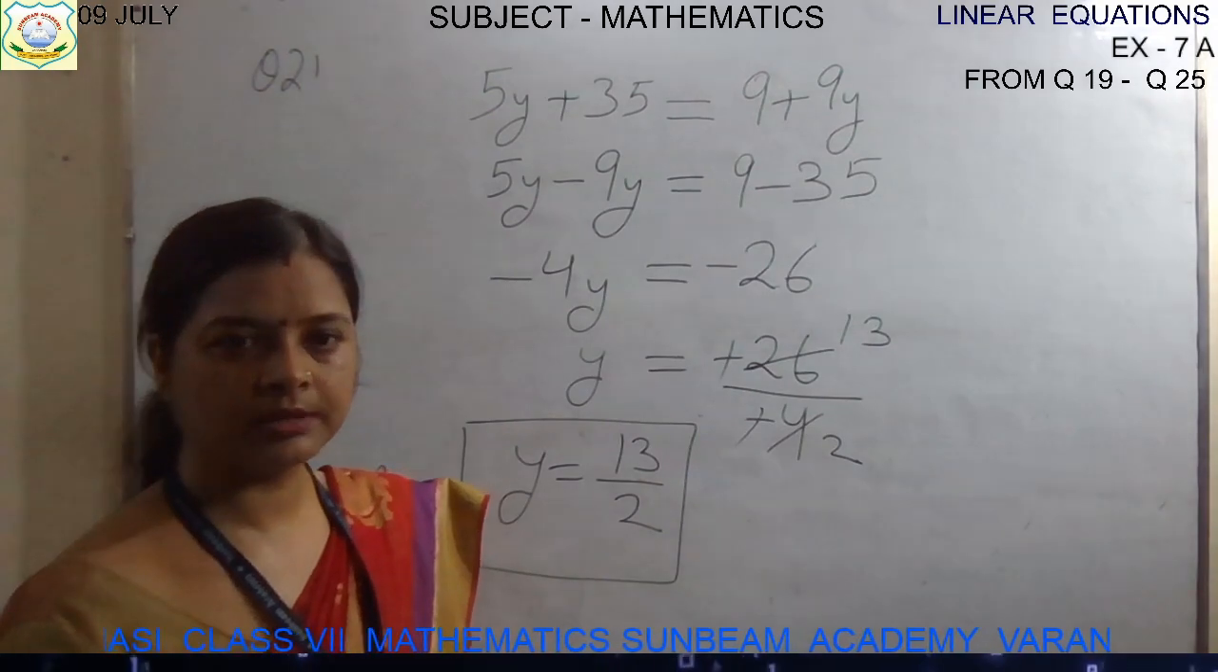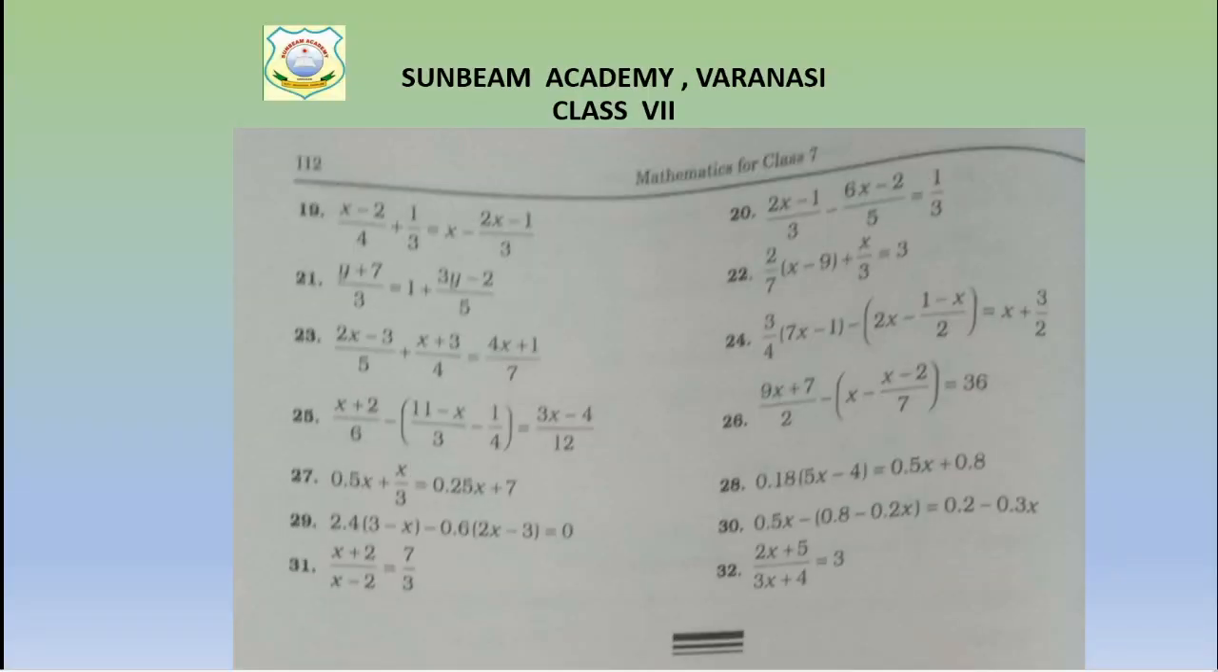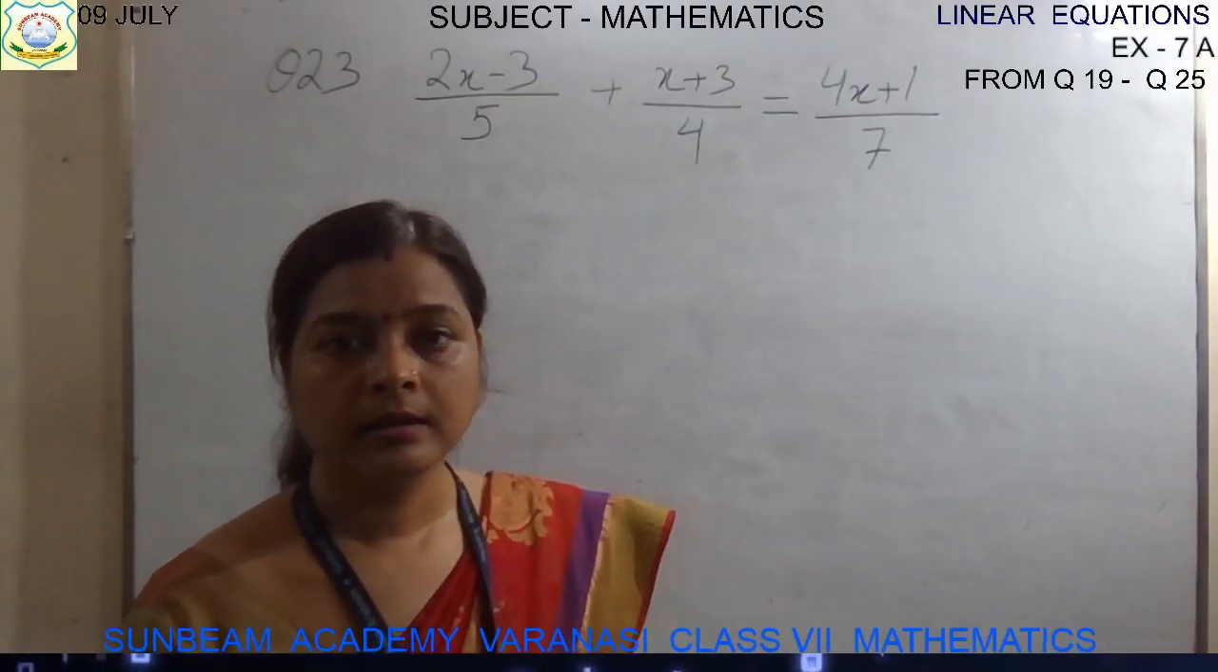Let's see the next question, children. The next question is question number 23. You have to write it down in your notebook, and meanwhile I am going to write it on my board. Children, I hope you all have written it in your notebook. I am taking time. It's a bigger question, but it's very easy, children. So it is 2x minus 3 by 5 plus x plus 3 by 4 is equal to 4x plus 1 by 7. Now let's see the board. I am ready with my question.